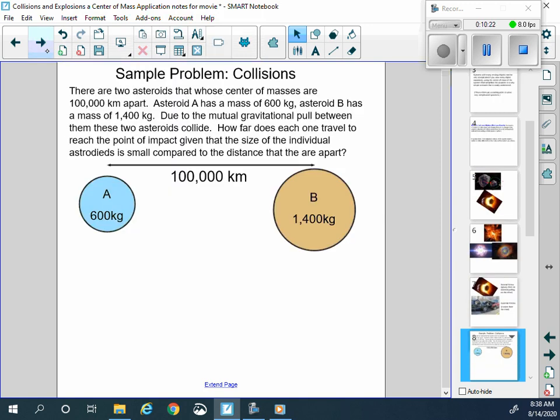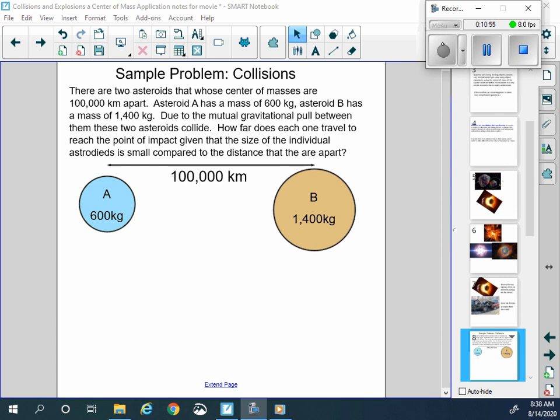So here's a sample problem where we're going to just use centers of mass to find a meeting point. I have two asteroids whose centers of mass are 100,000 kilometers apart. Asteroid A has a mass of 600 kilograms and B has a mass of 1,400 kilograms. Due to their mutual gravitational pull between them, these two asteroids collide. How far does each one travel to reach the point of impact?